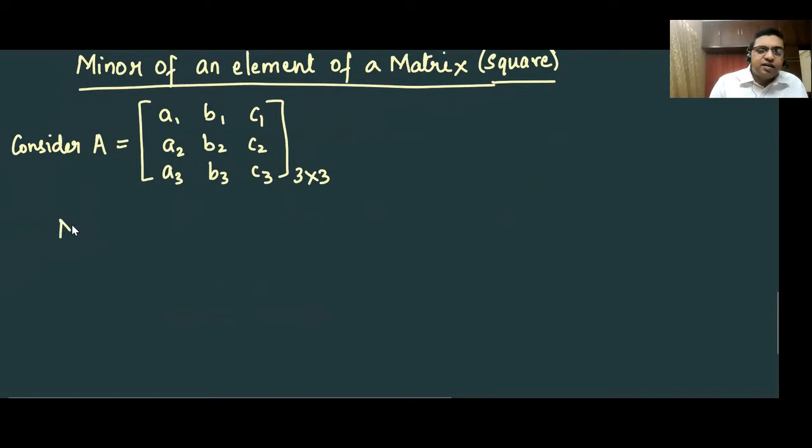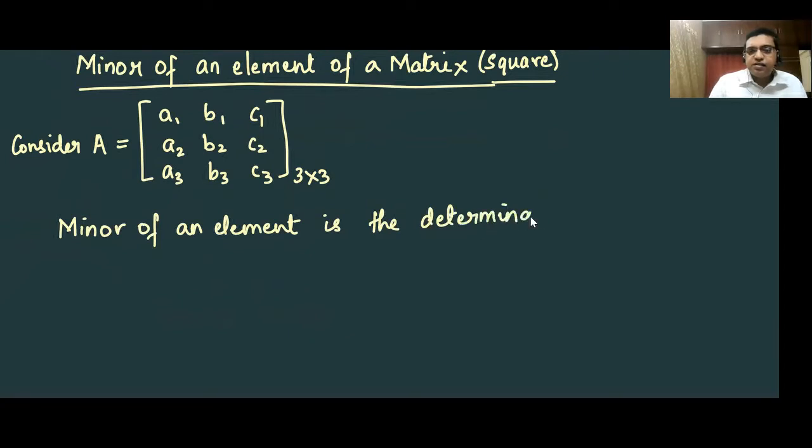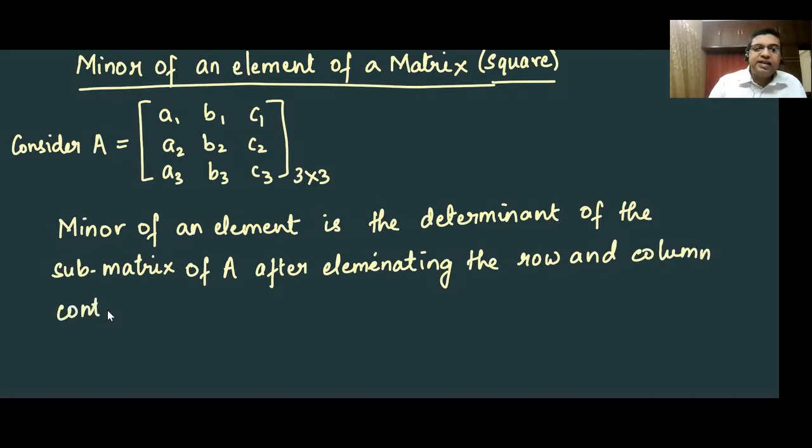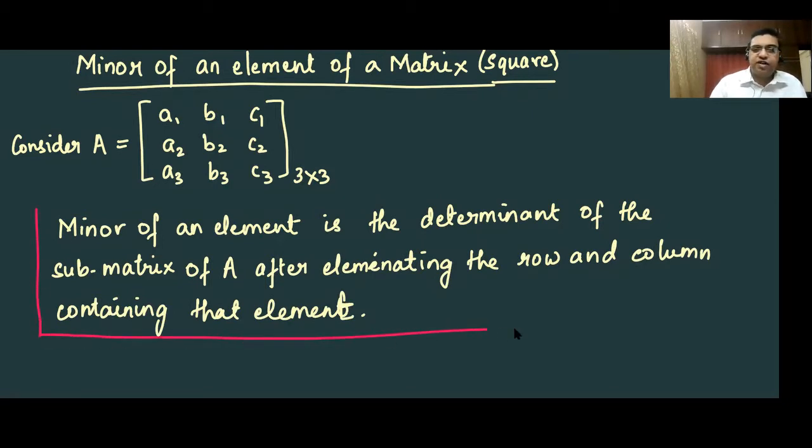So now minor of an element is defined as the determinant of the submatrix of A after eliminating the row and column containing that element. So this is the definition of the minor.